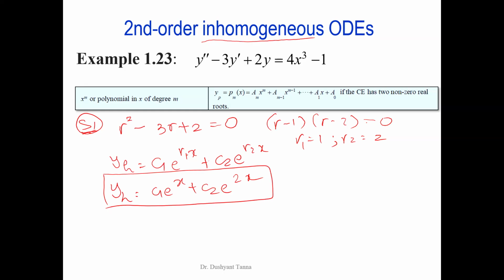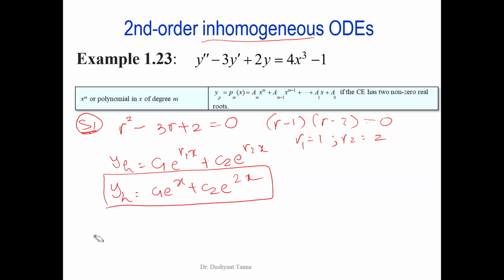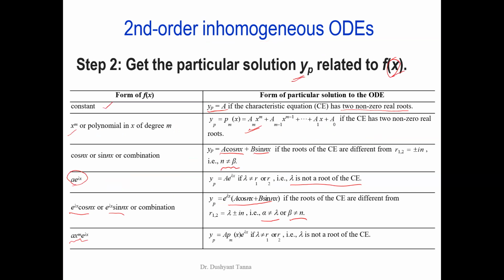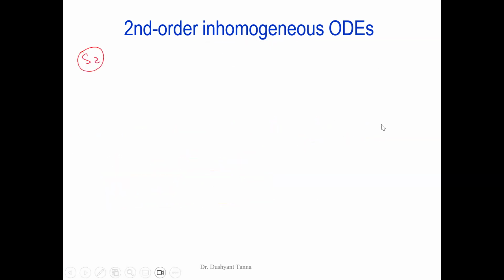Now we continue with this in the second part. What will happen? Your step 2. Let me do it on the next page. Step 2. We have obtained our yh, right? Step 2. We have to follow that table up here. If it is x to the power m, m minus 1, go up to a0, the constant. So what will it be here? Your yp will be a third power.